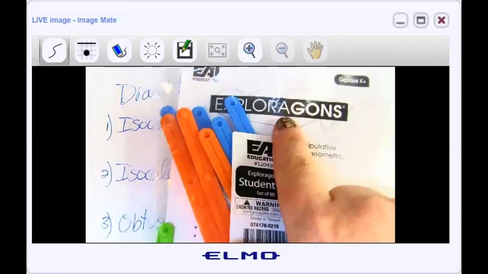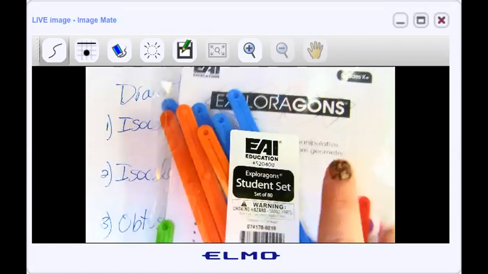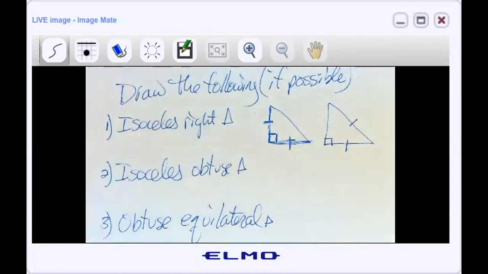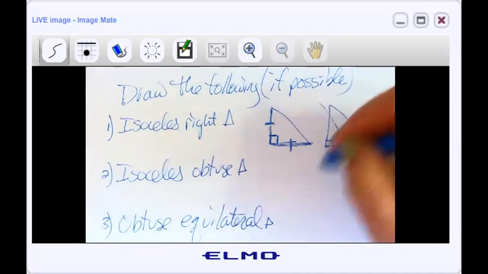I wish you guys had all these kits that I have, these thingies. They're called Exploragons. You could ask for them as a stocking stuffer. So you could do what I do.